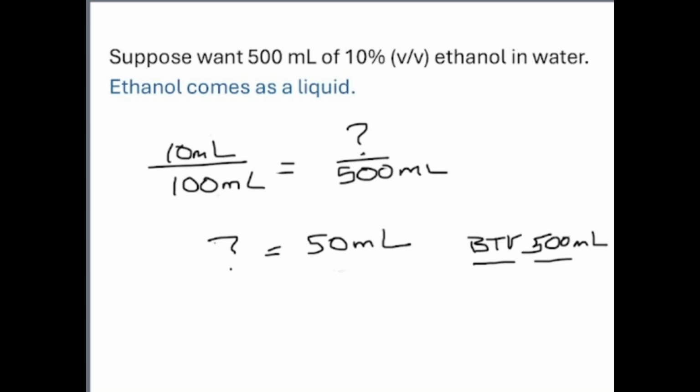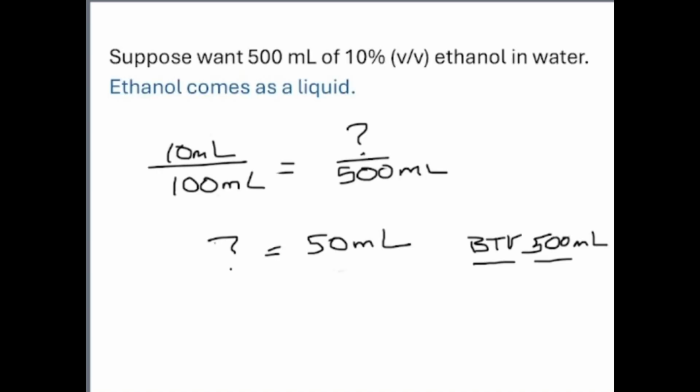Okay, so these are the most common types of percent solutions that you're going to see. But the third way is W/W. So that would be grams of solute per 100 grams of total solution.